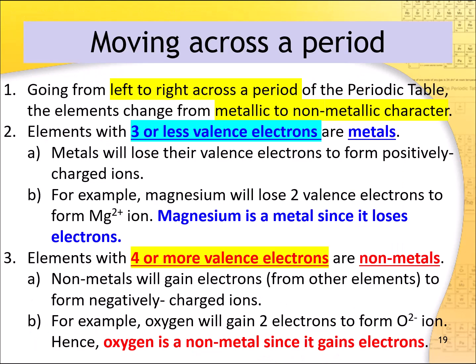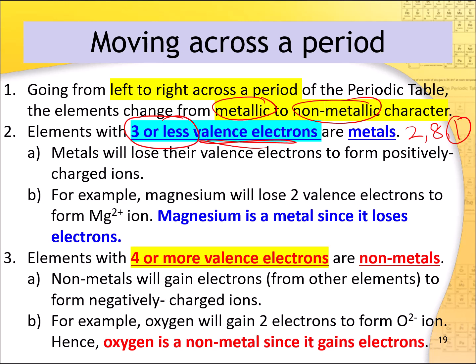Moving across the period, going from left to right in the periodic table, elements change from metallic to non-metallic. You must know this. Now what are metallic elements? How do you know they are metals or not? Metals have 3 or less valence electrons. So for example 2,8,1, the number of valence electrons is 1, so it is a metal.